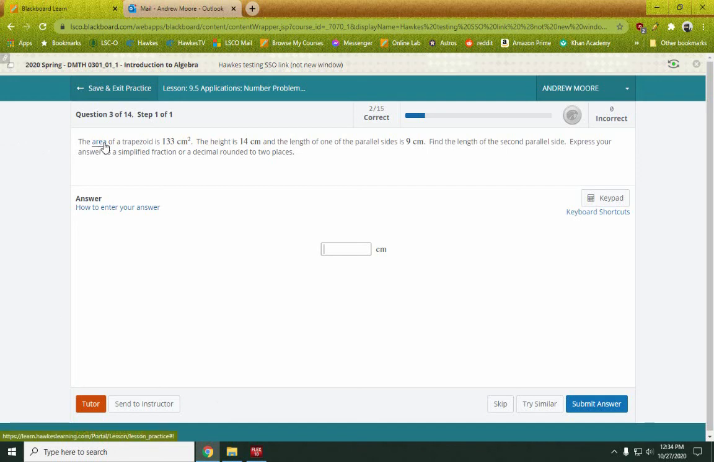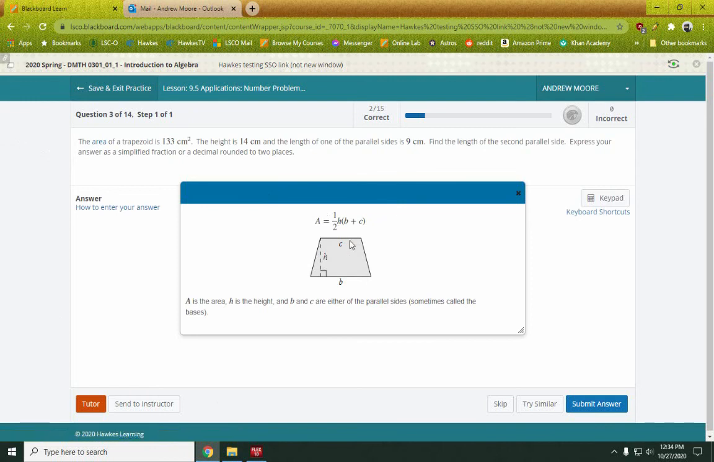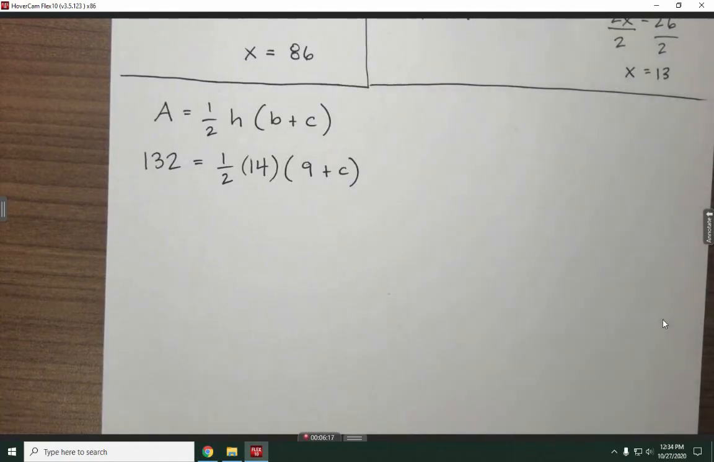Now, anytime you see something lit up with blue lettering right here, that means you can click on it and actually see what the formula is. It'll give you some information. But this is a good formula to help us solve this. We know that our area is going to plug in where our A is. We already got a half. Our 14 is going to plug in where our height is. And this is one of the parallel sides, which is what B and C are. So this 9 is going to plug in where this B is. So we've got it plugged in.